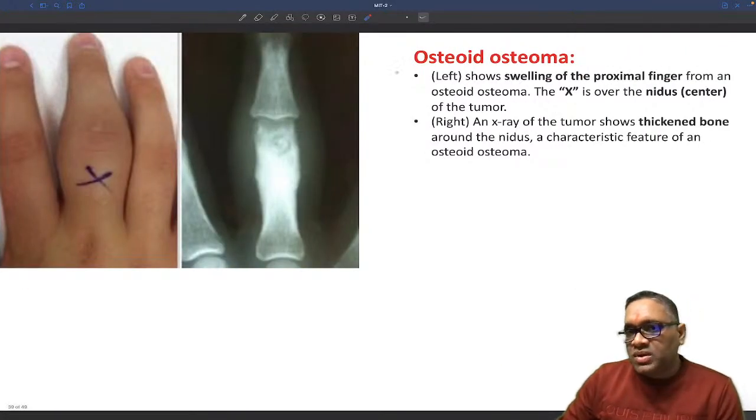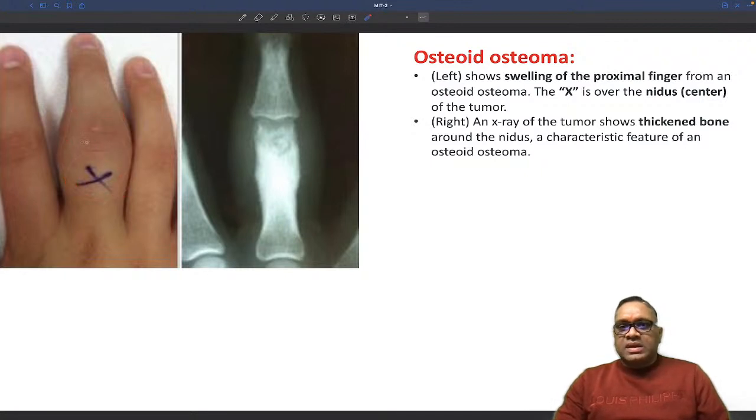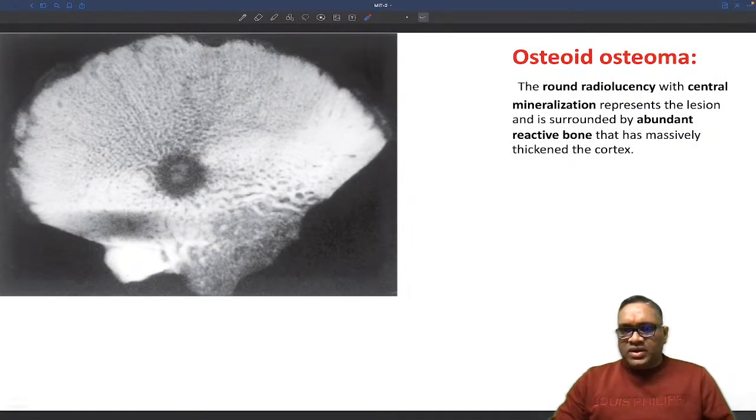So osteoid osteoma, you can see this is how it will look. This area is the osteoid osteoma, right? So there is swelling of the proximal finger, and this is the area of the nidus, the center part of the tumor, you can say. And the x-ray is also showing you a nidus and an osteoid osteoma, with excessive periosteal bone formation, which I will show you in this picture.